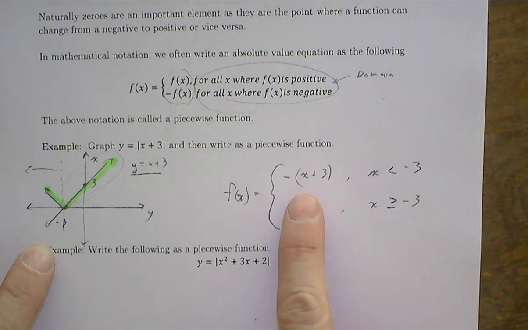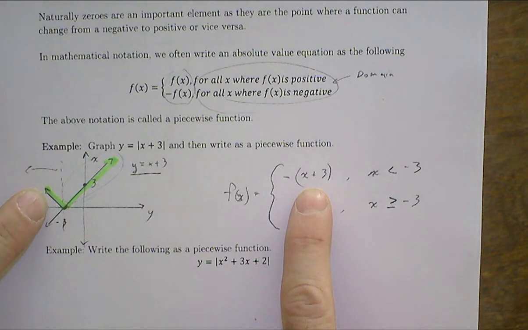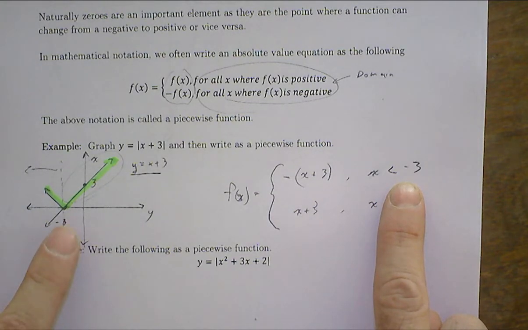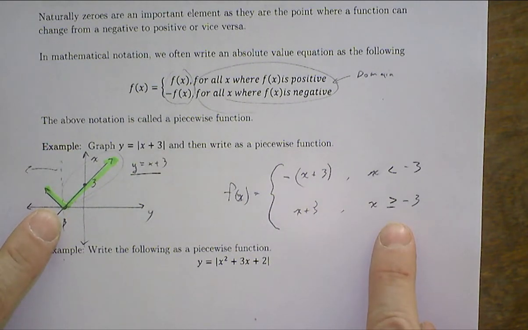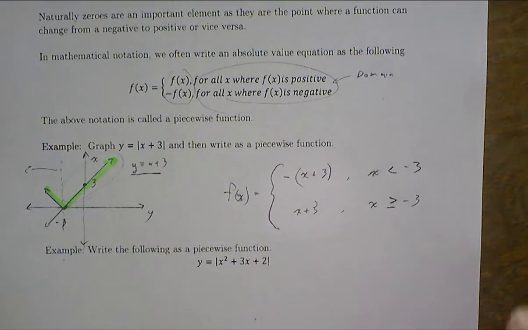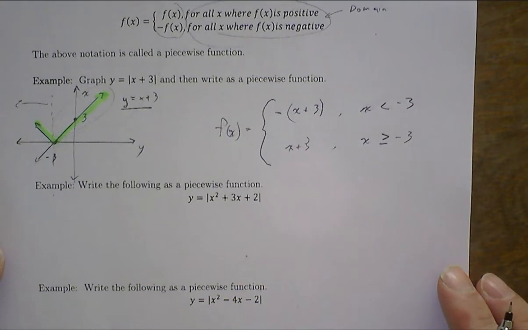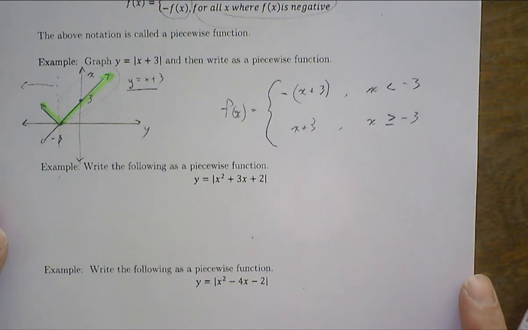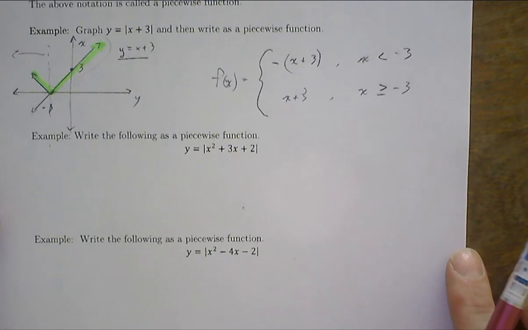So again, that negative means we reflected the original function. Wherever x was less than -3, the function remained the same. X plus 3 remained the same for all values where x is greater than or equal to -3. All right, and by the way, that was a sketch of the graph. Didn't really graph it there. We're losing tons of points in terms of accuracy and stuff.